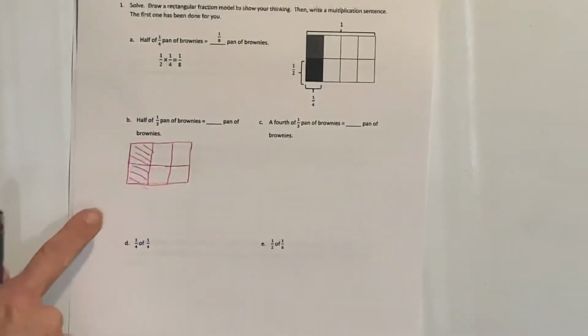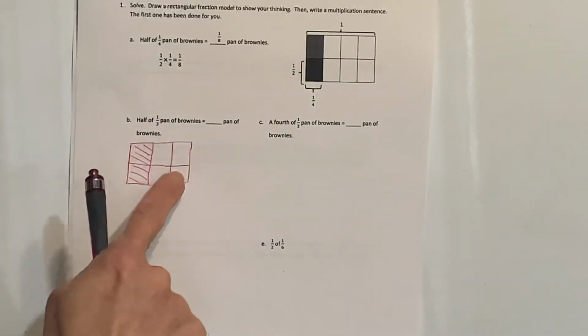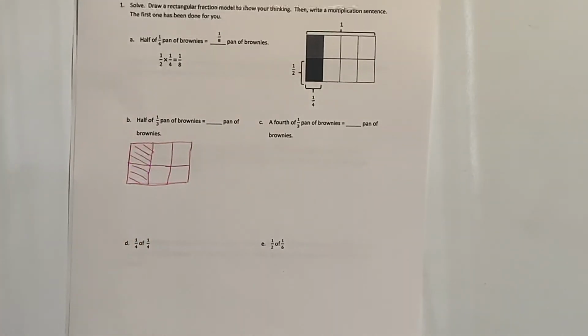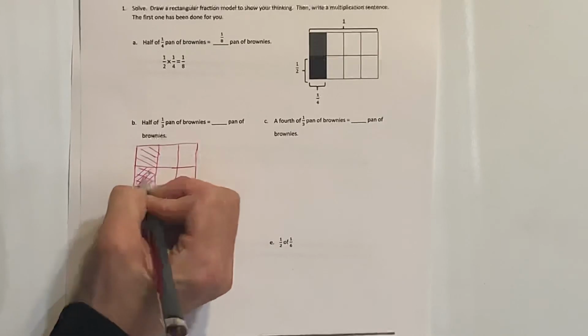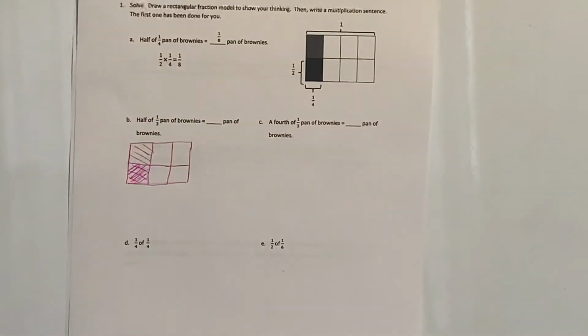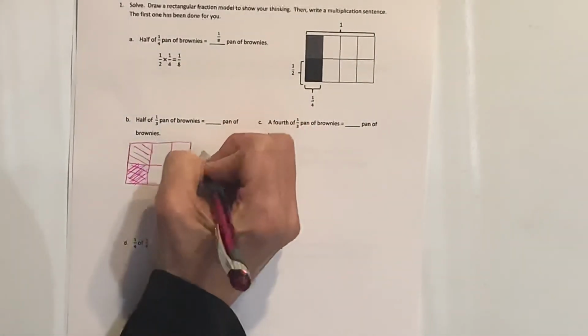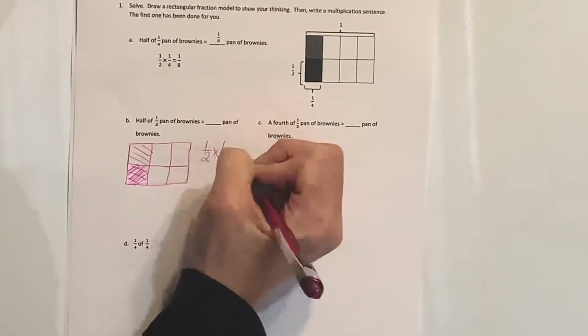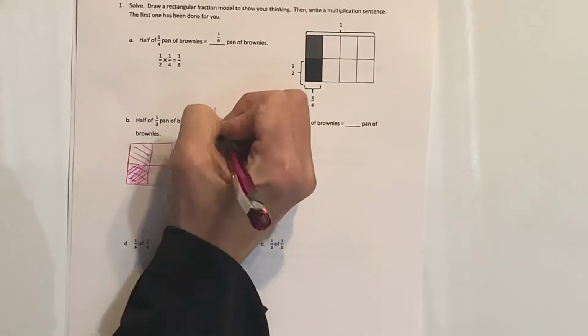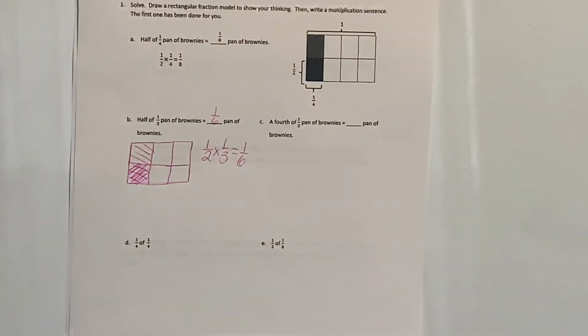So when I split these into smaller pieces, now they're in sixths. I've got 1, 2, 3, 4, 5, 6 pieces. So if I want half of this third, that would be represented right here. So that would be 1/6. So half times 1/3 equals 1/6. So that would be 1/6 of the pan of brownies.